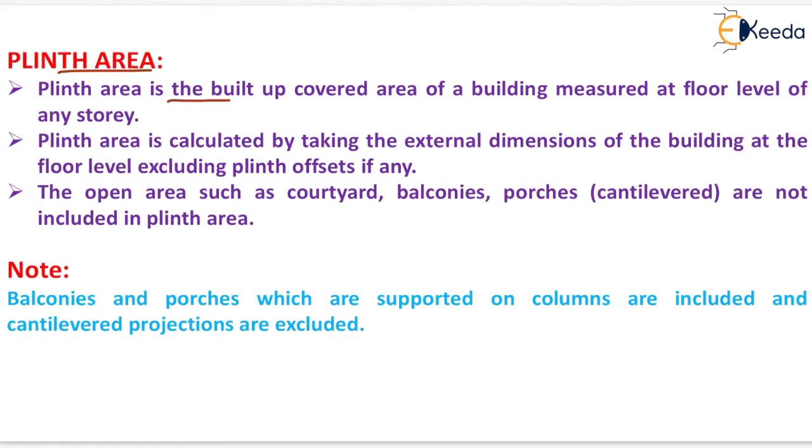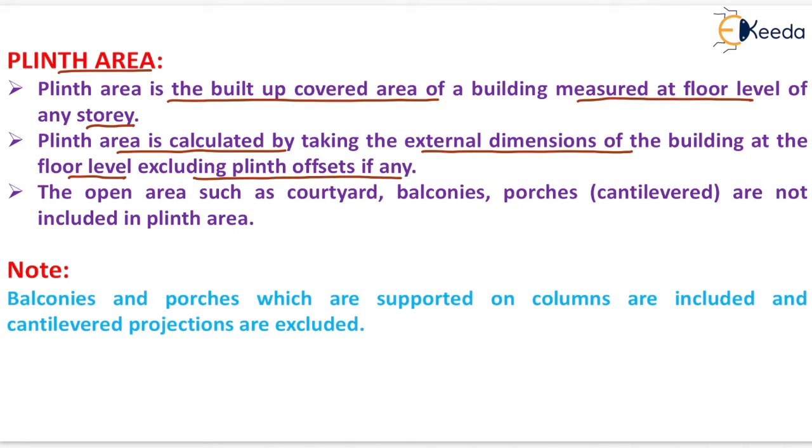Plinth area is the built up covered area of a building measured at floor level of any story. It means that it is the built up covered area which is generally measured at the floor level of any story. Plinth area is calculated by taking the external dimensions of the building at the floor level, excluding plinth offsets if any. Now we will measure the plinth area by taking the external dimensions of the building at the floor level only. We will exclude the plinth offsets.